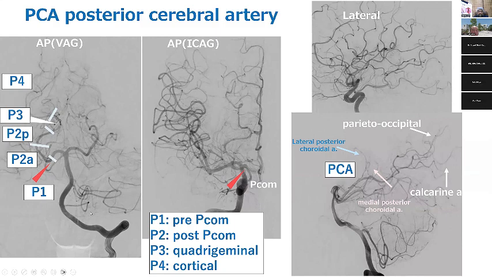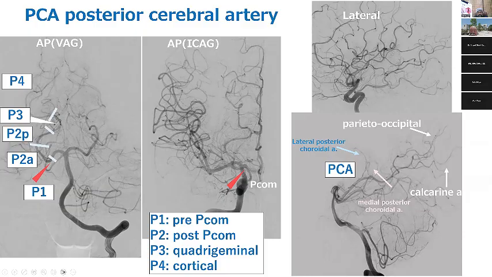the ambient cistern. A means anterior, P means posterior. So the ambient cistern has an anterior portion and a posterior portion. P3 refers to the quadrigeminal cistern, and P4 is the cortical branches.